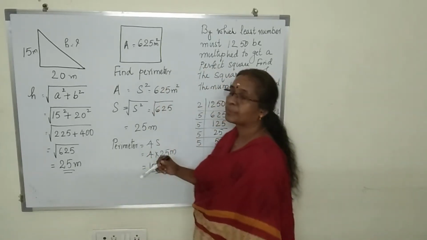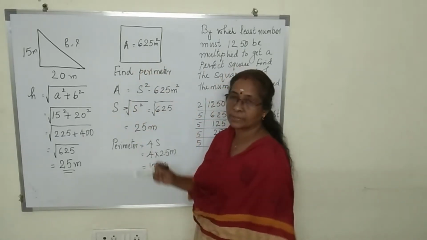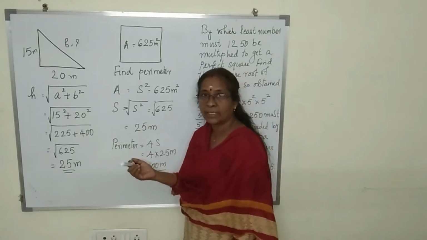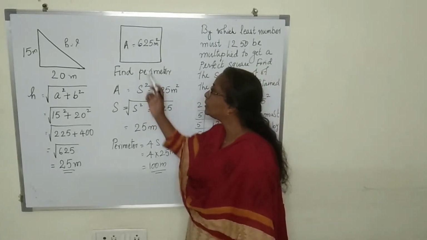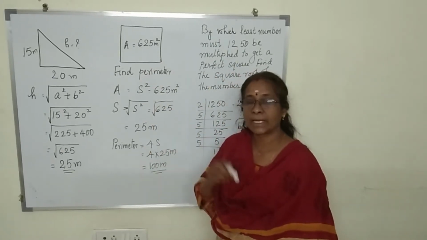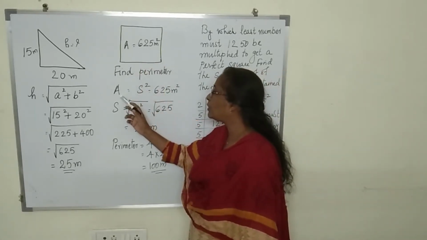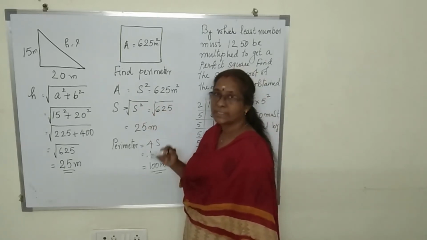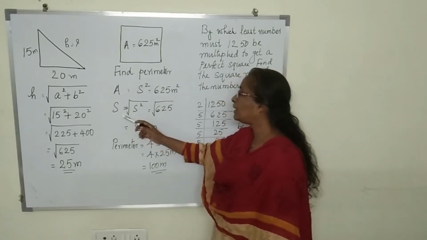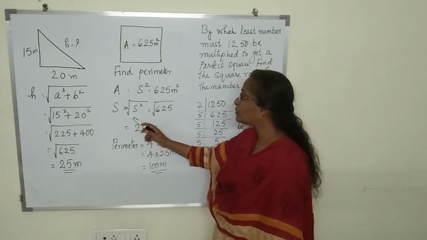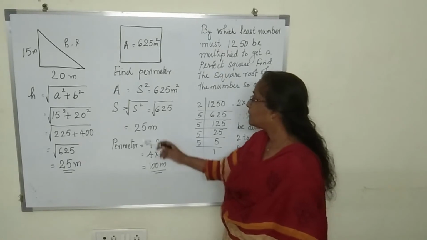Now, here you see this question, area of the square is given and you have to find the perimeter. Now, area is given, that means s square is given. So, here you have to find the square root to find the side, and using that side you should find out the perimeter. So, area of the square is equal to side square, which is equal to 625 meter square. From that information we have to find the side. Side is equal to square root of s square, which is equal to square root of 625, which is 25 meter.